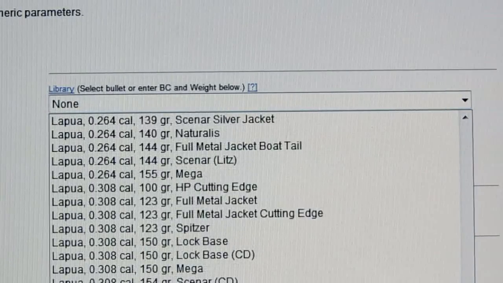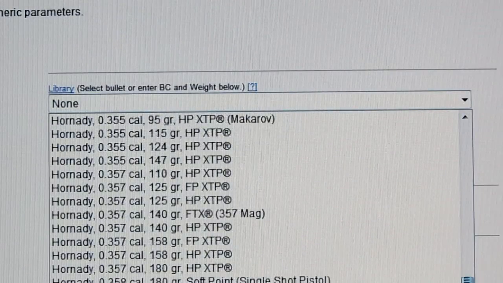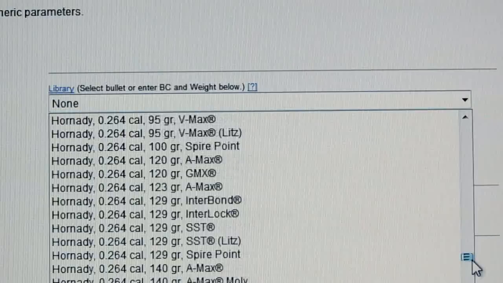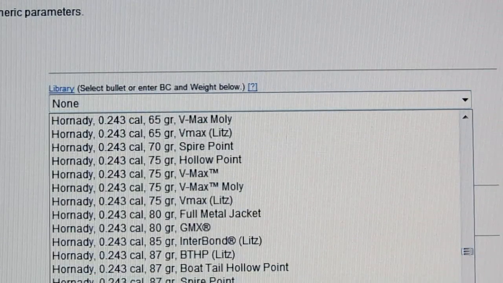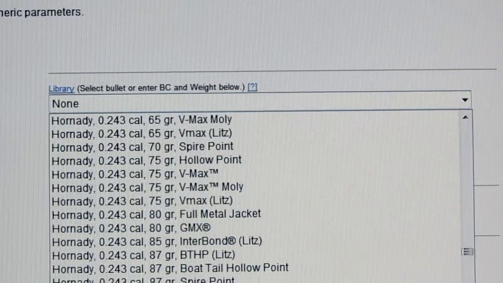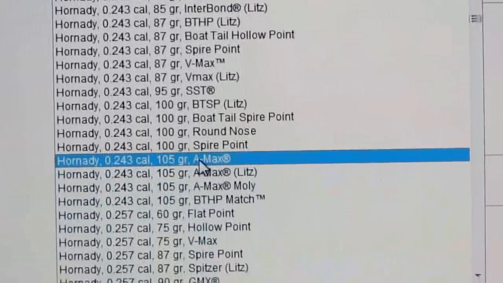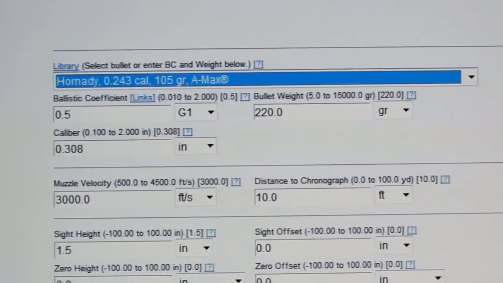It has all different kinds. I'm going to go down. I'm using the Hornady. Oh, I was going to Sierra. Okay, Hornady 243 caliber AMAX. So I'm going to select that. Oh, you can't see it, can you? So I found my AMAX. I'm going to click on that. Okay, now my ballistic data is entered.